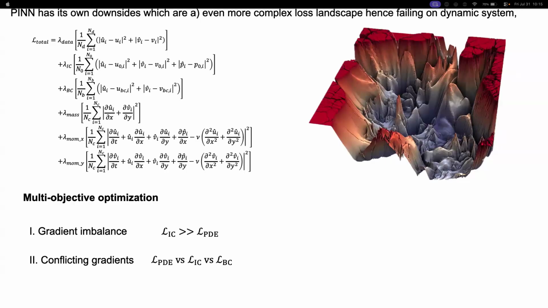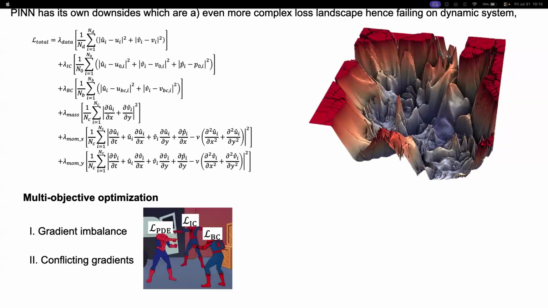So that's the problem. It will oscillate around a local minimum rather than going to the global minimum. So it can be summarized as this.